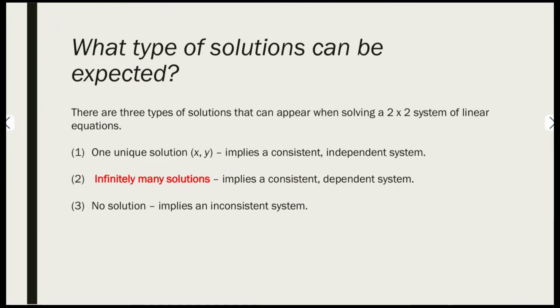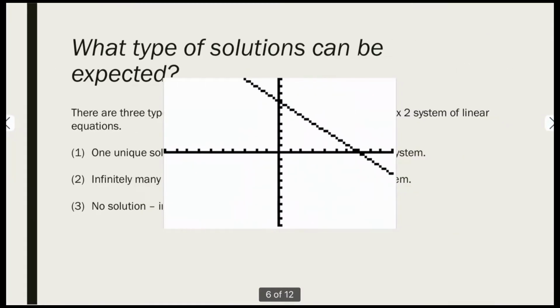The other type of solution is that I have infinitely many, so I basically have one line on top of itself. Every single point is an intersection, so every single point is a solution to that system. So that implies that I have a consistent system since there is a solution, it's just that there's infinitely many of them, but the system is dependent because every single point is a solution to the system.